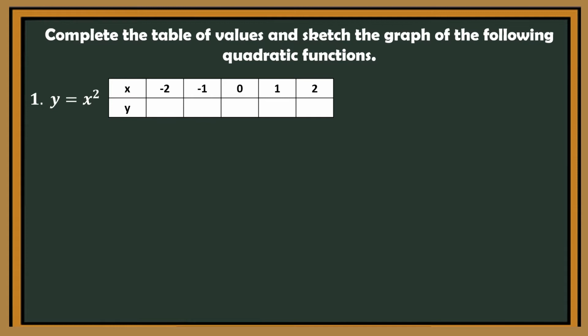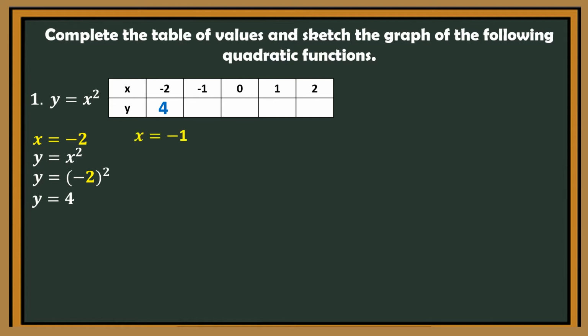Let us use the values of x. The first one is negative 2. So, x is equal to negative 2. And then, gamitin natin ang original equation, and that is y is equal to x squared. Then, by substitution, y is equal to negative 2 squared. Negative 2 because your x here is negative 2. So, negative 2 squared, that is negative 2 times negative 2, and your y is positive 4. And then, lagay natin sa table.